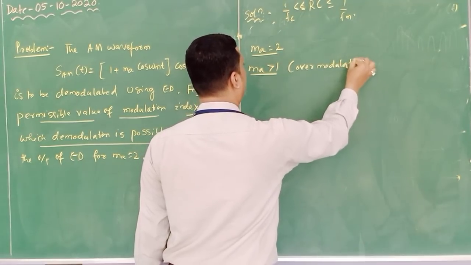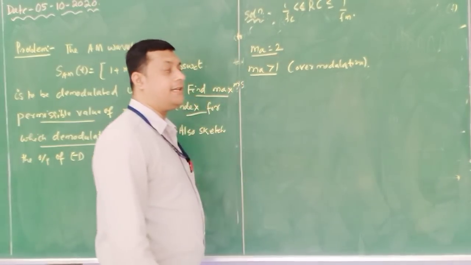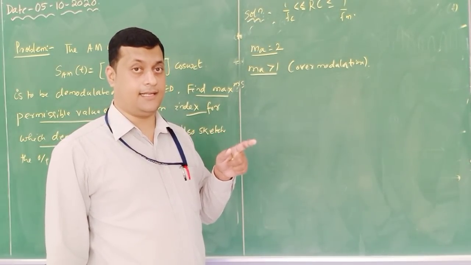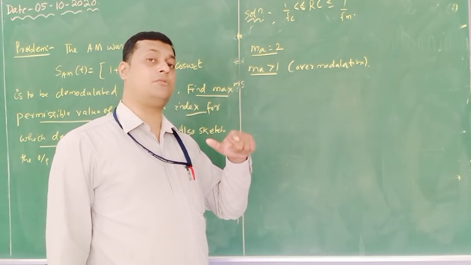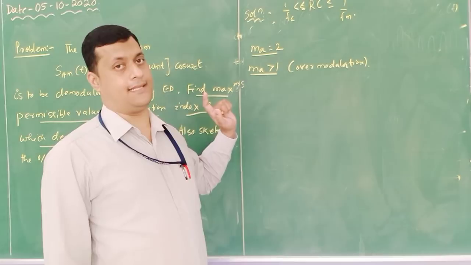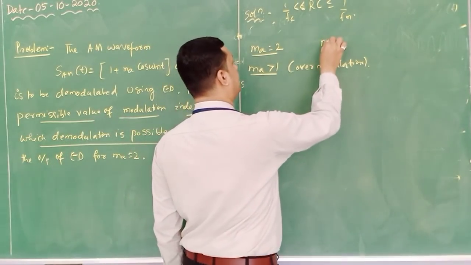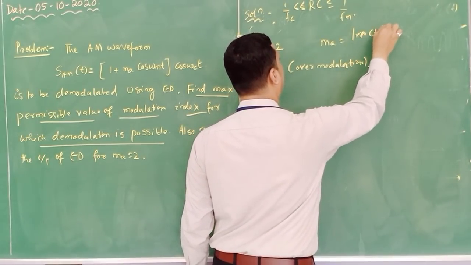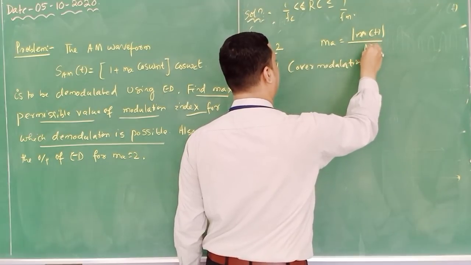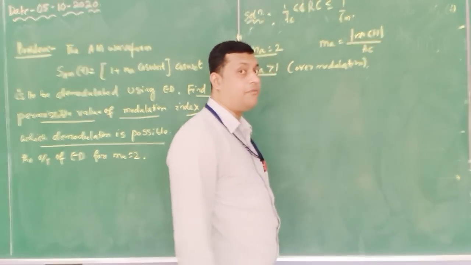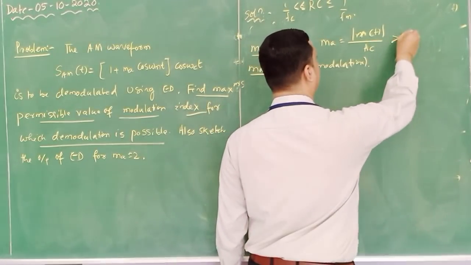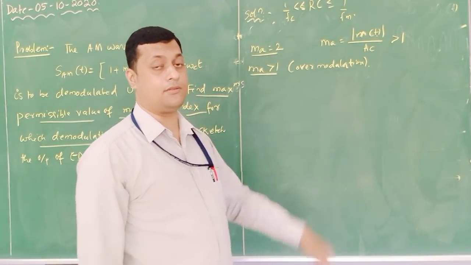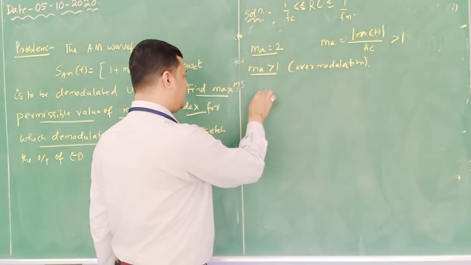Over modulation indicates what? The magnitude of the modulating signal is greater than the amplitude of the carrier signal. So what is the relation for the modulation index? It is the magnitude of the modulating signal divided by the magnitude of the carrier signal. When it is greater than 1, the amplitude of the modulating signal is greater than the amplitude of the carrier signal. So let us discuss the presentation.